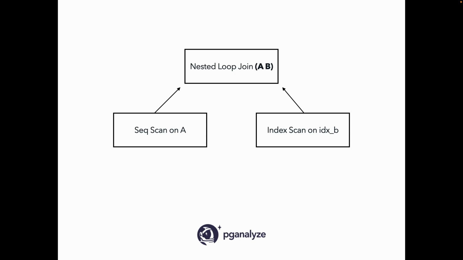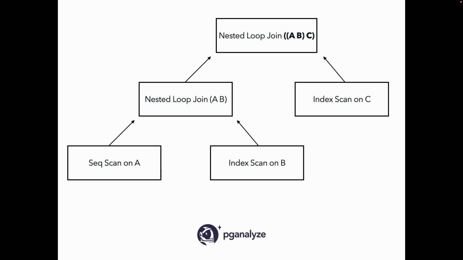We have a sequential scan on table A, an index scan on table B using IDXB, and then we do a nested loop join to join them together. So you could say the join order there is (AB) in parentheses. That seems logical, right? Now, let's say we're adding a table C. So we have an index scan on table C, now there's a nested loop join, and we first join A and B, right? That's the left portion.